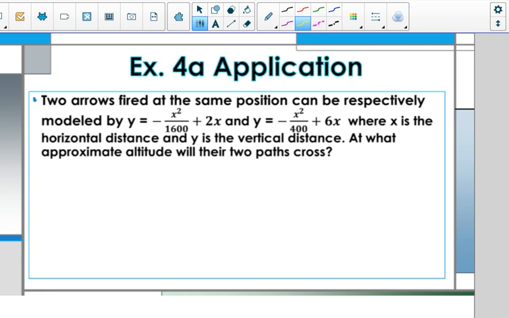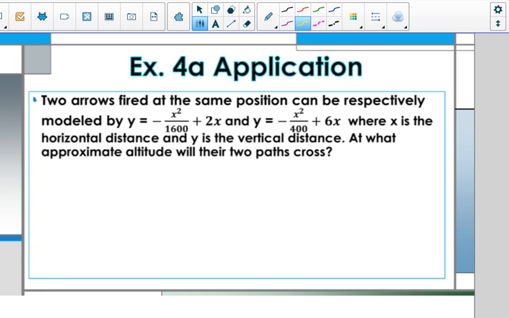An example 4a, using application. Two arrows fired at the same position can be respectively modeled by y equals -x squared over 1600 plus 2x and y equals -x squared over 400 plus 6x, where x is the horizontal distance and y is the vertical distance. At what approximate altitude, so we're talking about vertical distance, will their two paths cross? So you can do this two ways. You can use substitution, or you can use your graphing calculator to solve this one.